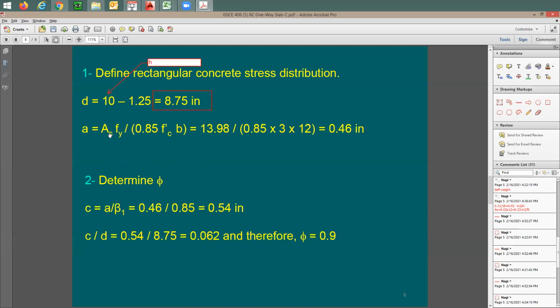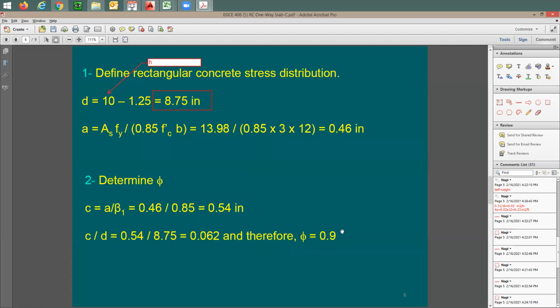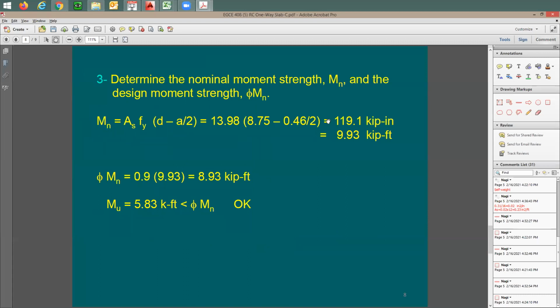Let me now set the tension equal to the compression, and with that, I'm going to be solving for A. Look at the A value, it's going to be very small, 0.46 of an inch. How about the phi factor? If you can find the C by D, you remember this exercise, C over D is going to be 0.062. You're going to be right here, which means tension control, and the strain in the steel is going to be much more than 0.02. So my assumption is correct, and phi factor is going to be equal to 0.9. Great. So after this, I can do Mn, the tension times D minus A over 2.